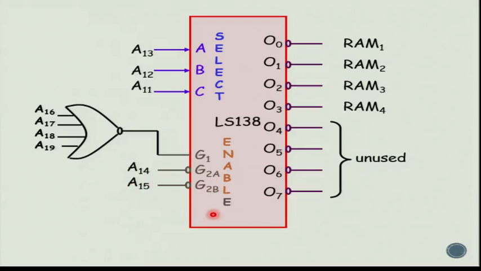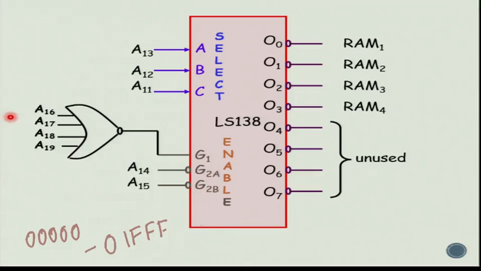So if the address is going to be anywhere in the range starting from 000 to 01FFFF, for all of them the A14 and A15 lines are going to be 00. So since they are going to be 00, G2A bar and G2B bar will be enabled.